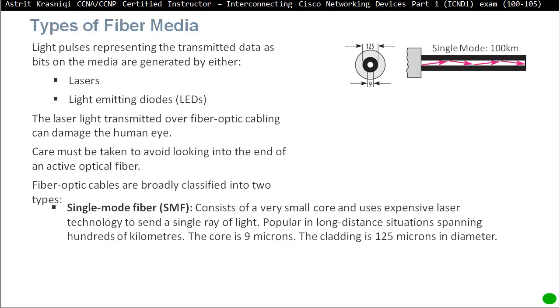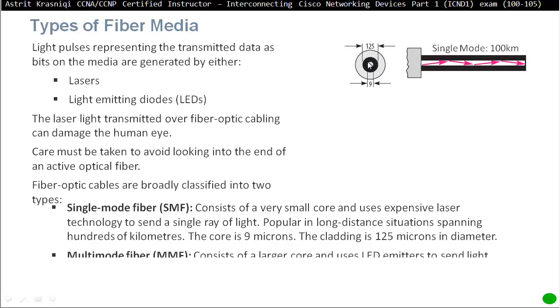Fiber optic cables are broadly classified into two types. We have single mode fiber. This consists of a very small core and uses expensive laser technology to send a single ray of light. It's popular in long distance situations spanning hundreds of kilometers. The core is 9 microns and the cladding is 125 microns. You can see that's the core, 9 microns, and 125 is the cladding.